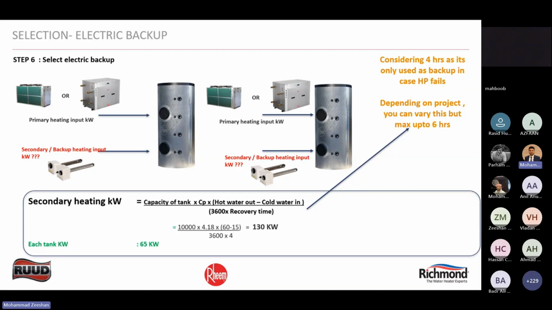You don't want to oversize it by sizing it at 1 hour, 2 hour, because then the whole purpose of saving energy is lost. So this is very important to size it maximum up to 6 hours, depending on the project. So for this example, I've considered 4 hour recovery time, in which I will get a total kilowatt required for 10,000 liters, about 130 kilowatt. I have two tanks, so each tank will be having 65 and 65. So that's how my electric backup is calculated.